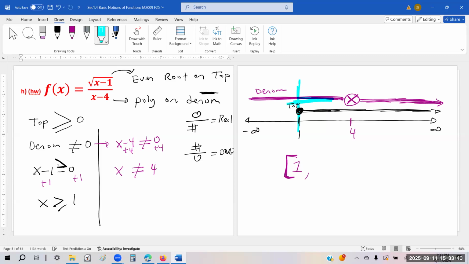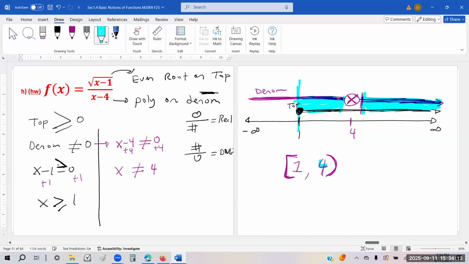And then from 1, until where do you have both of the domains together? 4. So you go to 4. But can you use 4 in your function? No, because that makes the denominator invalid. The numerator is valid, but the denominator is invalid. So you cannot take it. And then again, it starts from 4. Oops. It starts from 4.